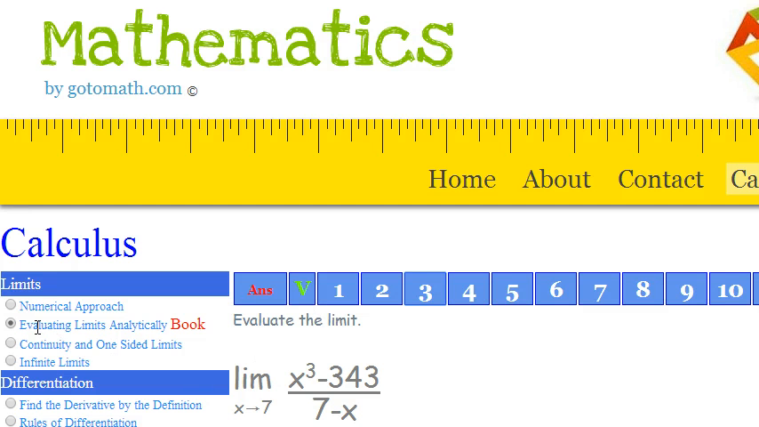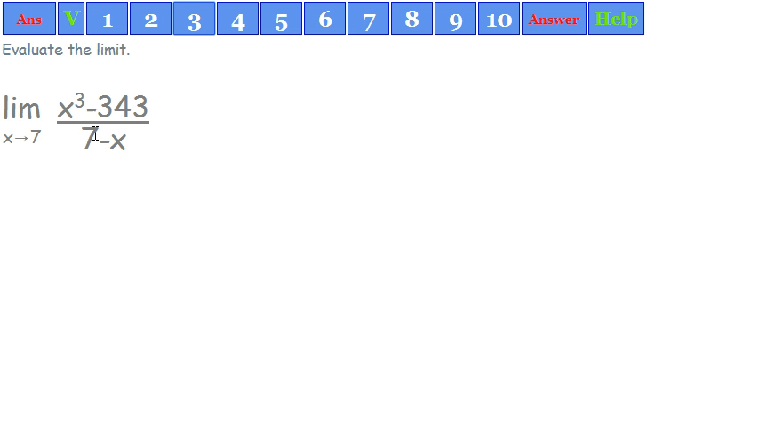Alright, we are looking at evaluating limits analytically. We're in this section 3 here, and it looks like we're going to be taking the limit as x approaches 7 of x cubed minus 343 over 7 minus x. So what we've got here is if you plug 7 in the numerator and the denominator, we're going to end up with 0 over 0. So if we get 0 over 0, we're going to want to factor this problem.